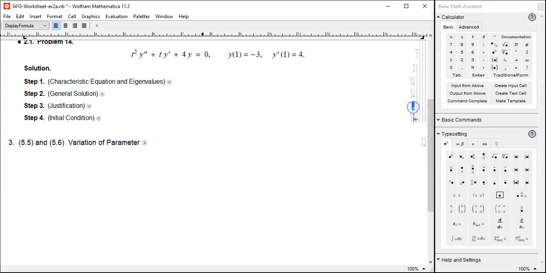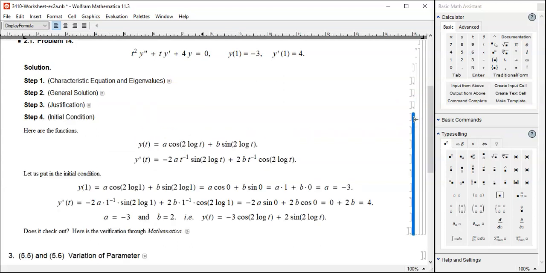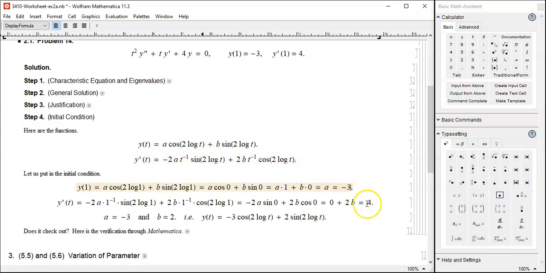Now finally, let's check the initial condition, and let's find out what are those a and b. Those are just elementary. Y, and calculate the derivative, and then just plug in the number. Plug in t equals 1, and you have simple computation because log of 1 is 0, and sine of 0 is 0, cosine of 0 is 1. Here, you're going to get a equals negative 3. Here, we're going to get 2b equals 4. So we get what we want. A is negative 3, b is equal to 2.